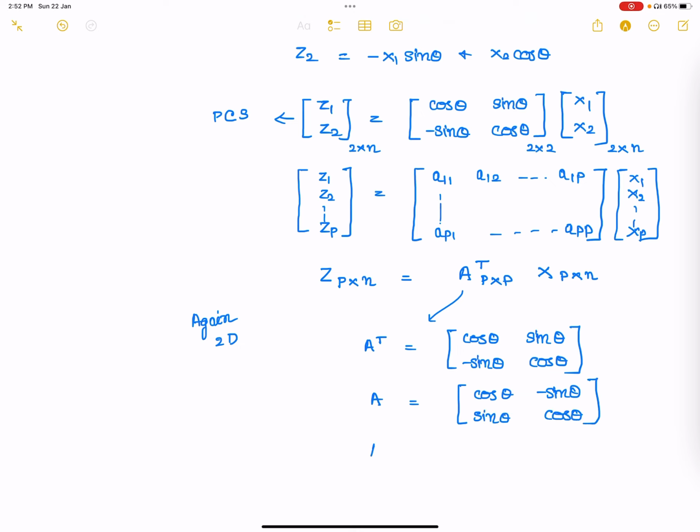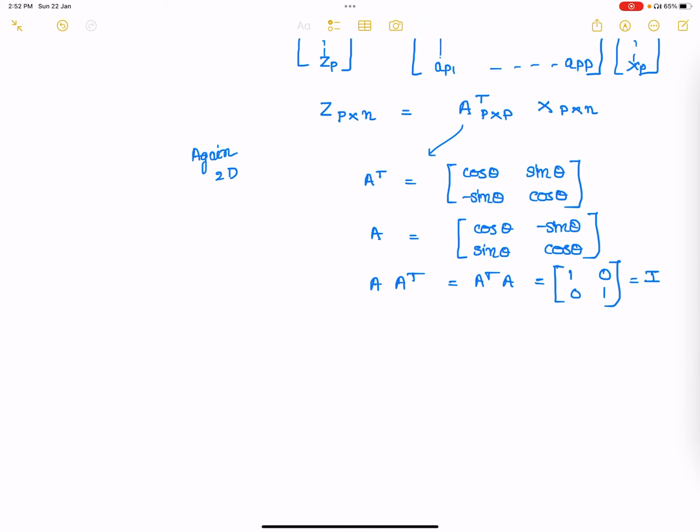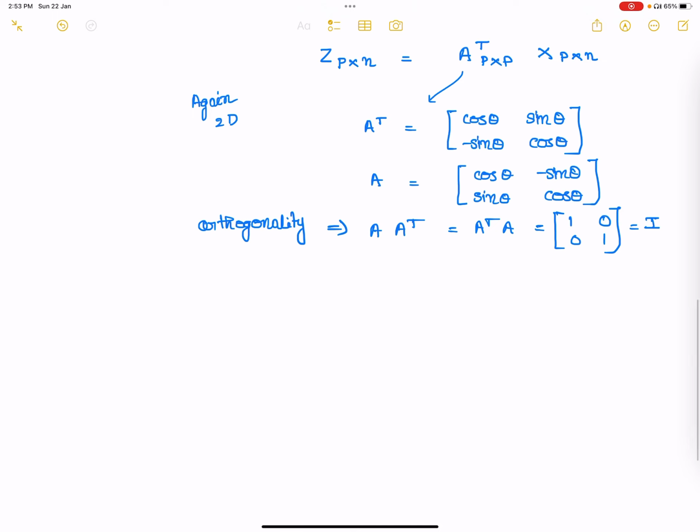Now, if you do this A into A transpose or A transpose A, you will definitely get this particular product as 1001 because on the diagonal elements you will get cos square theta plus sin square theta, which is 1. So this is an identity matrix. But what does this important property tell you? This is nothing but the orthogonality. That's why I'm talking about the orthogonality condition being satisfied. This is very important. So the orthogonality condition, or orthonormality condition, is satisfied.